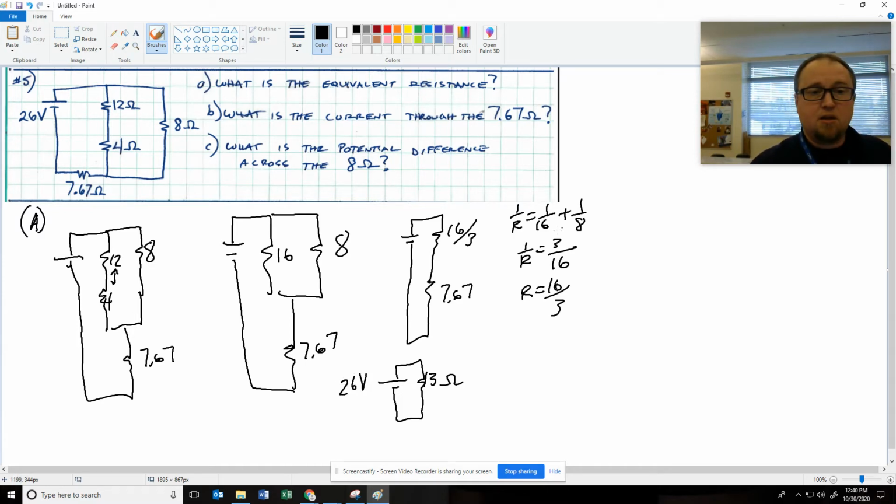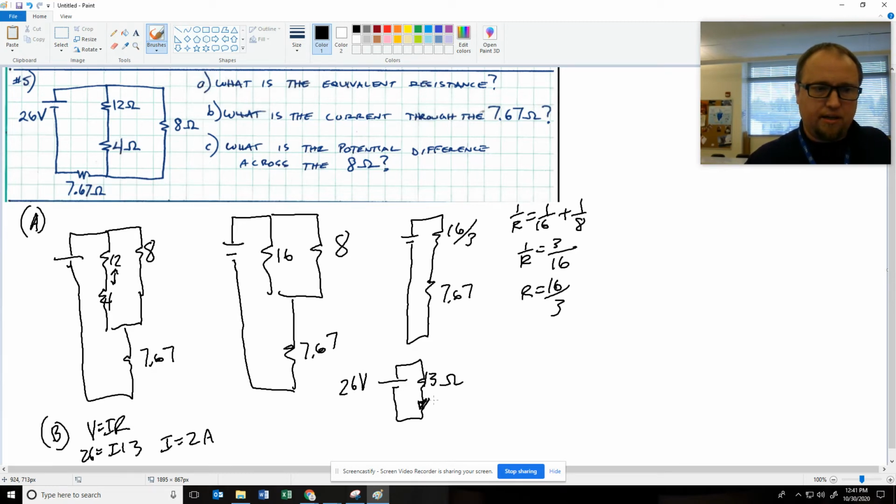So part B, you're going to start asking me about current. Well, part B, I need to use the entire resistance with the entire potential to get to the current. So if I do V equals IR, I get 26 equals I times 13. So I get a current of 2 amps. Now, that current is flowing here at 2 amps. That current is flowing out of the battery, through the battery is a better way to say it, at 2 amps. So that is true everywhere. It's going to be flowing through the battery at 2 amps.